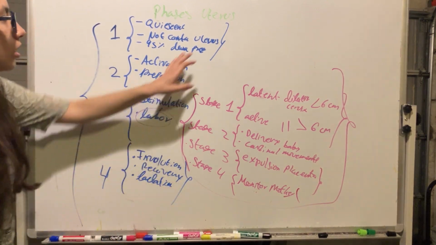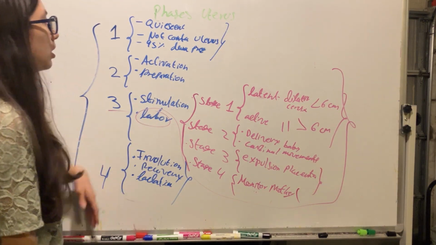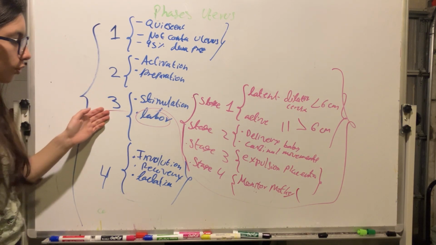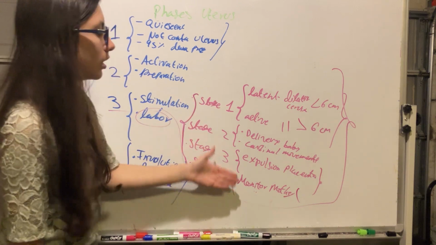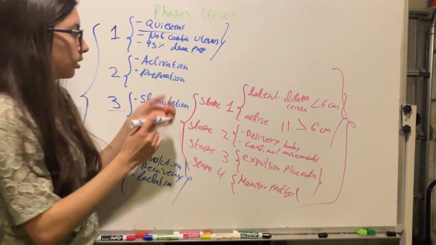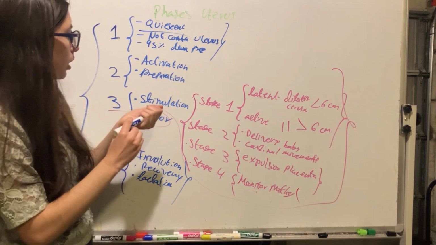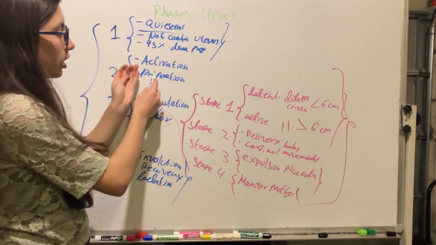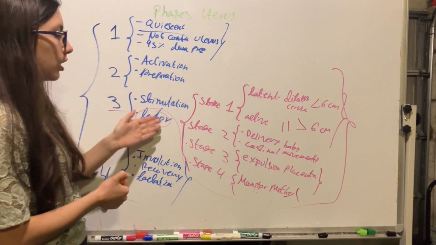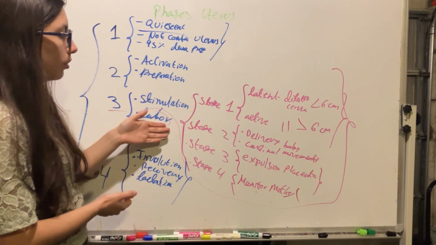So the phases of the uterus during pregnancy is phase 1, phase 2, phase 3, phase 4. In phase 3, which is the actual labor, we have the stages of labor. Phase 1 is the quiescence phase, when the uterus is not contracting. Phase 2 is the activation, which is preparation to labor. Phase 3 is the stimulation phase, which is labor.